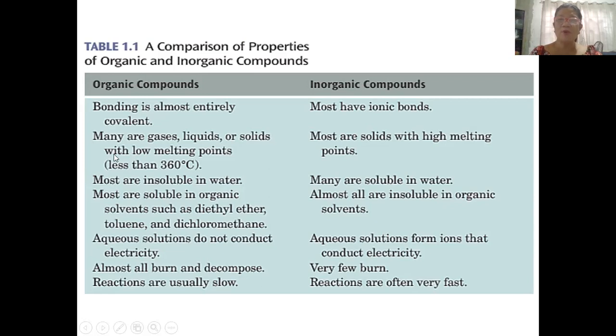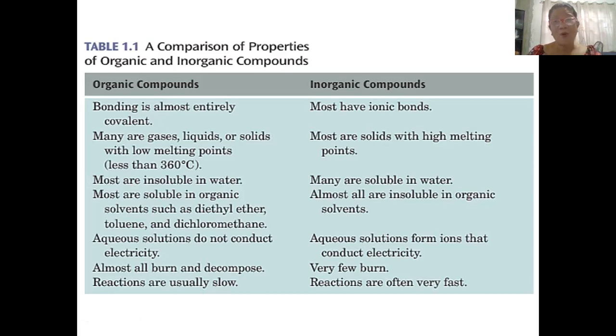Most organic compounds are in the form of gases, liquids, or solids, and they have a low melting point. Organic compounds can be liquid, solid, and gases. But inorganic compounds are mostly solid with a high melting point. Organic compounds are insoluble in water, while inorganic compounds are soluble in water. That is why like dissolves like.